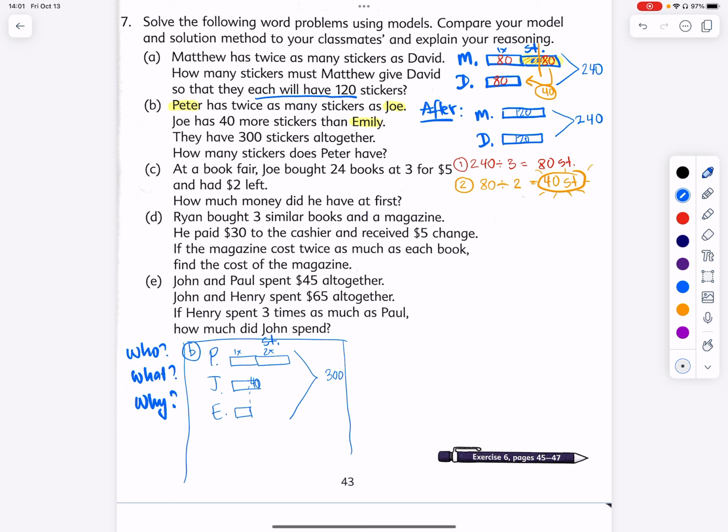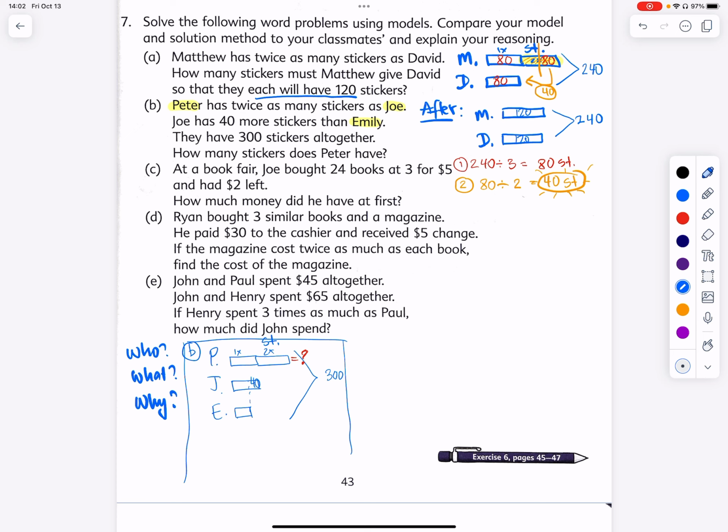Let's add it to our drawing. 300 stickers. How many stickers does Peter have? Let's put a nice question mark here. We need to label on our drawing what it is that we're looking for so we don't forget. Okay, my friends, not an easy problem again.